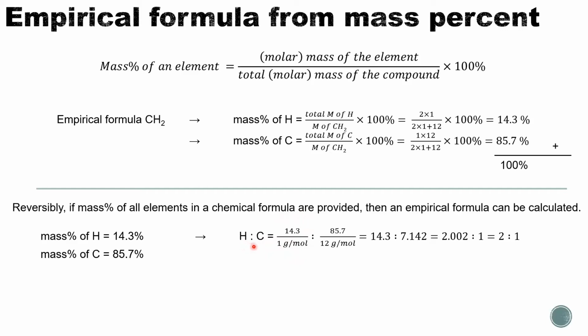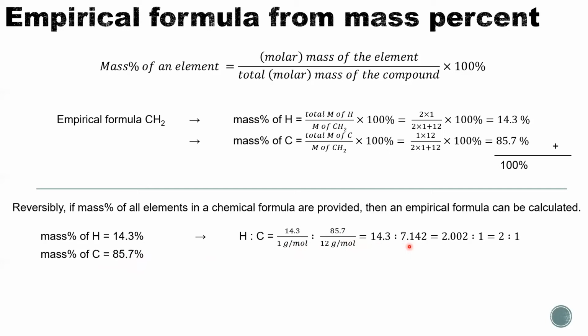So the hydrogen to carbon ratio in quantity equals 14.3, the mass percent of hydrogen, divided by 1 gram per mole, the molar mass of hydrogen, to 85.7, the mass percent of carbon, divided by 12 gram per mole, the molar mass of carbon. Then you can get two numbers, okay? This is not a whole number ratio, and we want to simplify that.